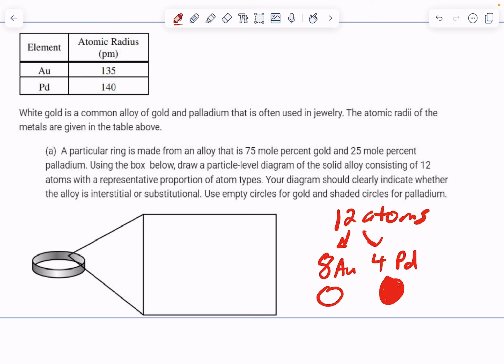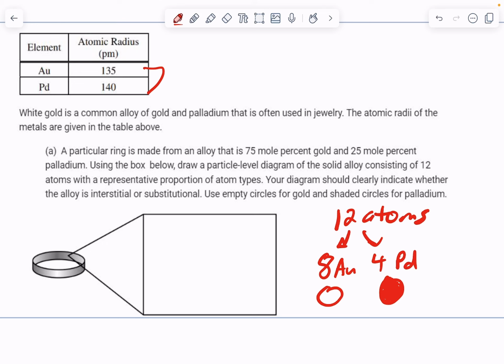All right. They also want me to make sure I clearly indicate whether the alloy is interstitial or substitutional. Okay, these will be substitutional. It's not going to be interstitial. And the reason why I know that is because these radii are essentially the same size. They're going to substitute for each spot rather than being in between them. If it was a smaller radius, then it would be interstitial and they would fit in between.